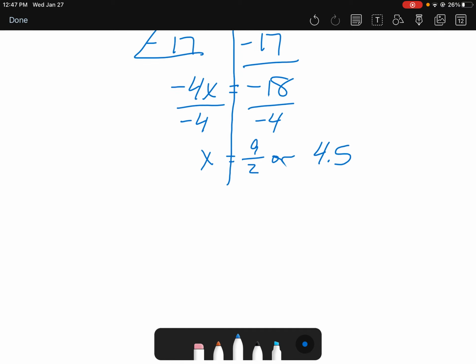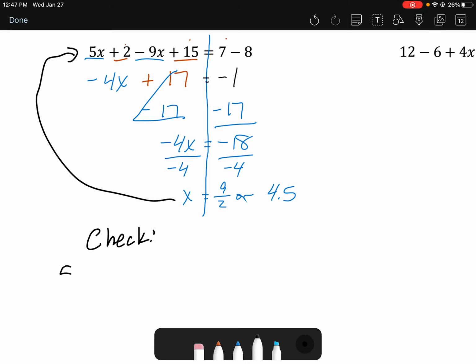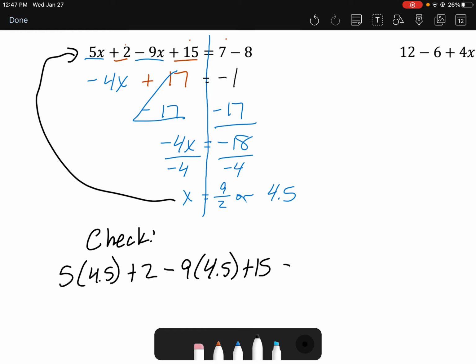I still need the checky check. I'm going to put that down here. So I'll take my solution and I will substitute it back into the original problem. So I have 5x, or 5 times 4.5, plus 2, minus 9 times 4.5, plus 15, and that should equal to 7 minus 8, which is -1, excuse me.